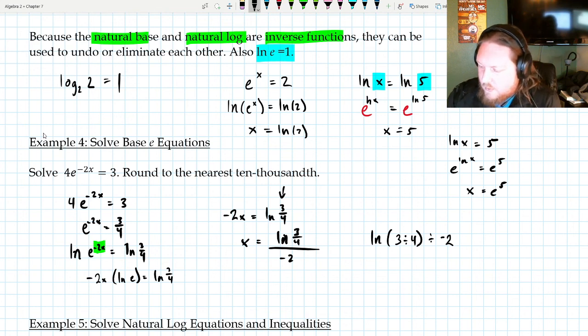And I get x equals 0.1438. And there it is to the nearest 10,000. So let's make that approximate.